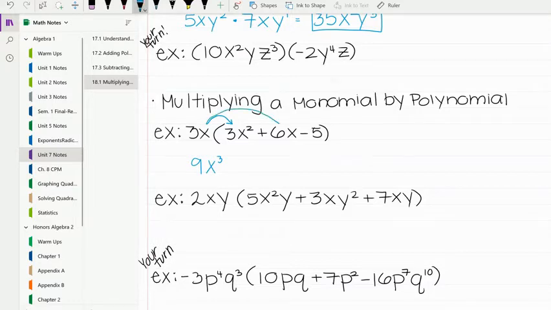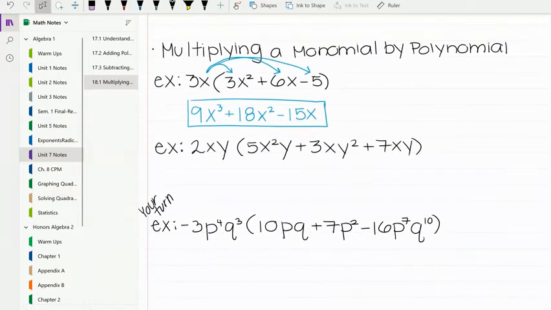Then we're going to do 3x times 6x. So we would do 3 times 6, which is 18, and x times x, which is x squared. Then we'll do 3x times negative 5. So that would just be negative 15x. Then we just want to see if there's anything that we can combine, and there's not, and it's already in standard form because it's from the highest degree to the lowest degree. All right, looking at the next one.